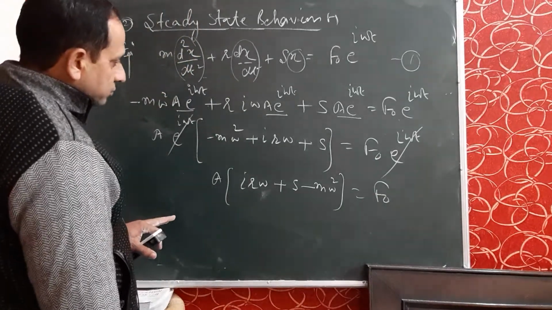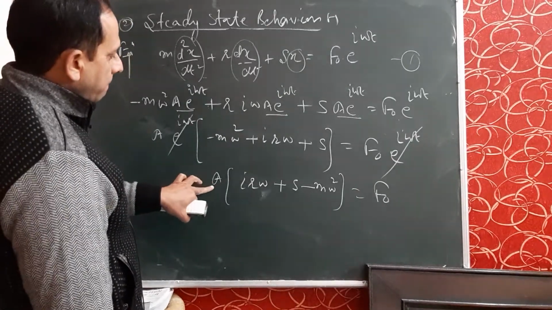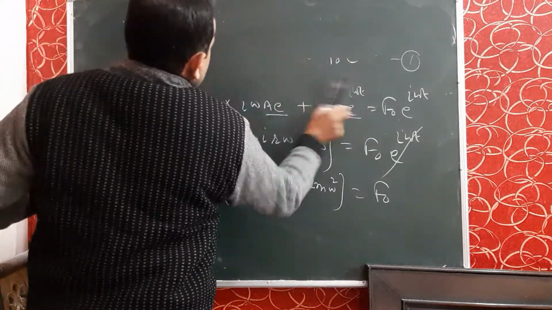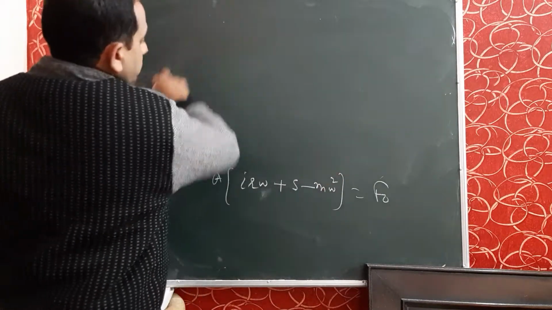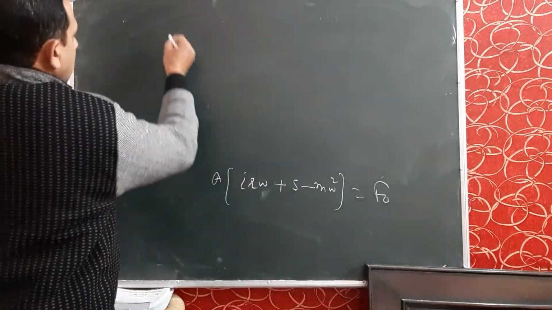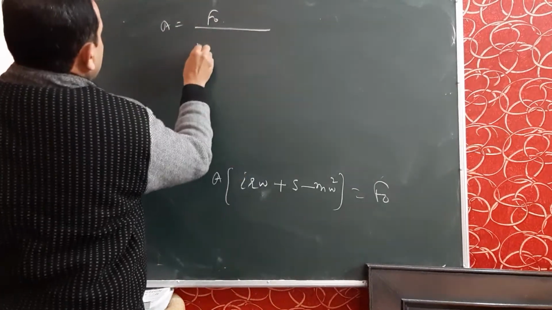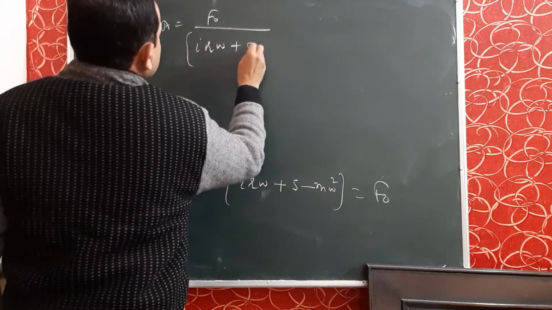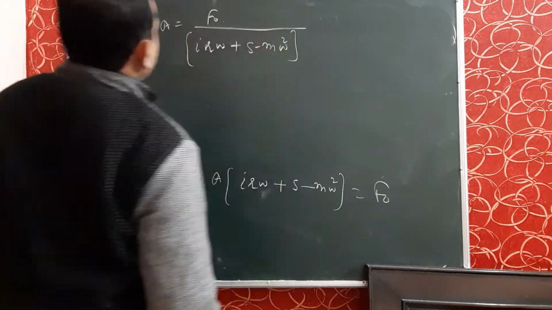Now, we will find the value of a from this equation. So, a is f naught over iota r omega plus s minus m omega square. This is a.